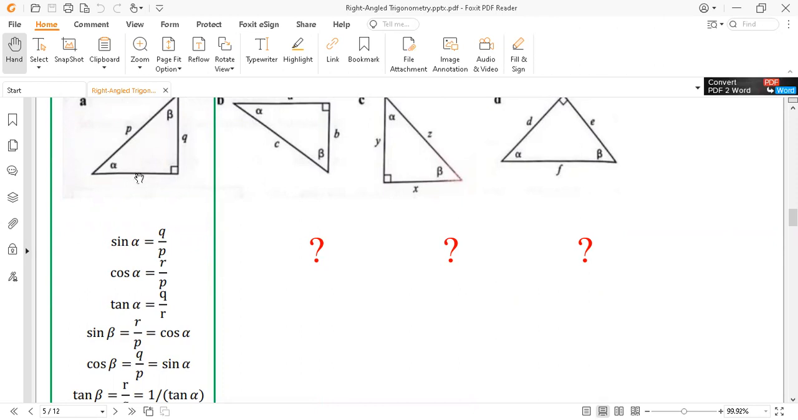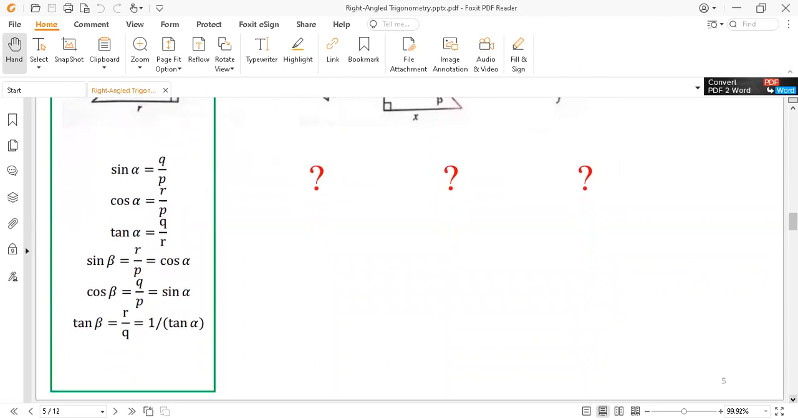Cosine theta is the adjacent, R, over the hypotenuse, which is P. Tangent is the opposite, Q, over the adjacent, R. When talking about sine beta, normally it is the opposite, R over P, and we know that R over P is equal to cosine alpha. So we can remark clearly that sine beta equals cosine alpha because beta and alpha are complementary angles.